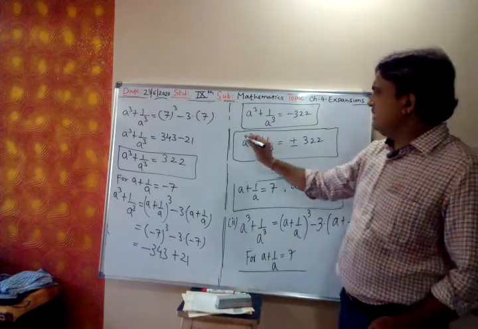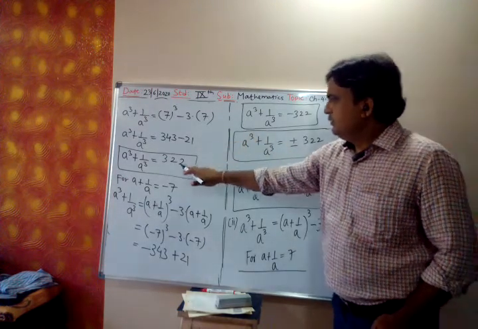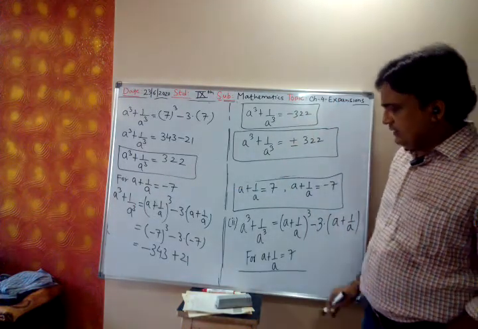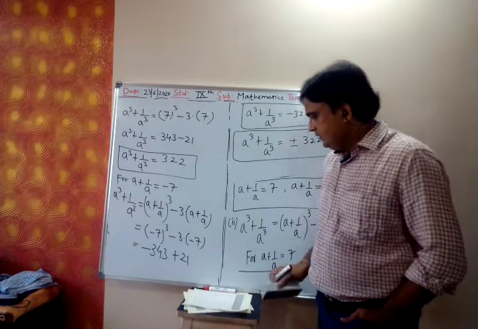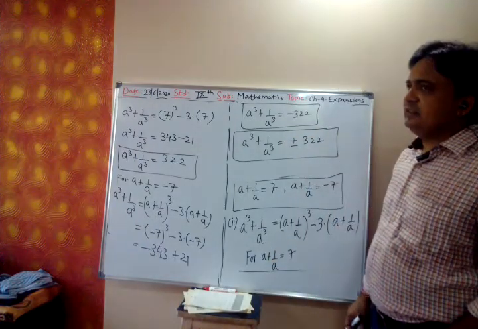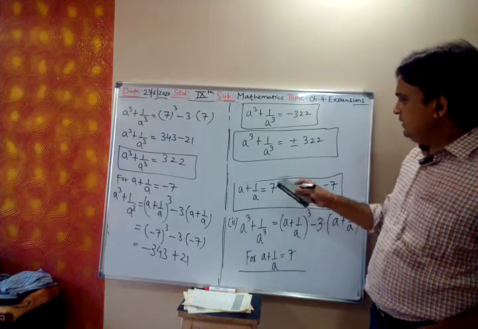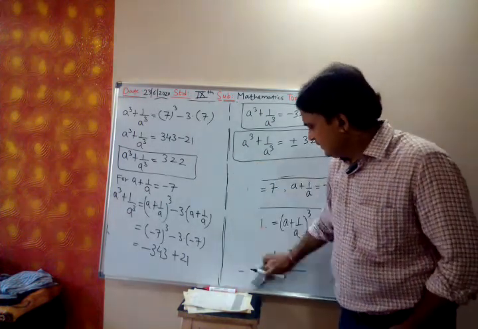This is our final answer. I have clubbed plus and minus. When there is a single term you can write plus minus. But when there are separate terms, more than one term, you write separately each one of them.